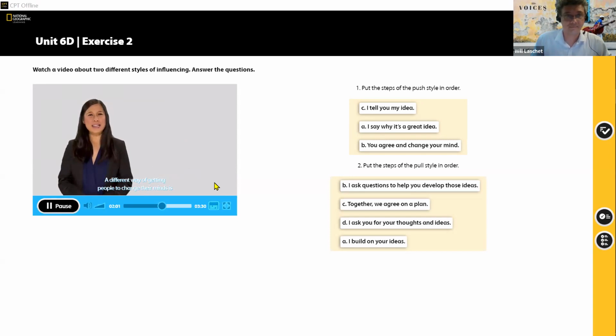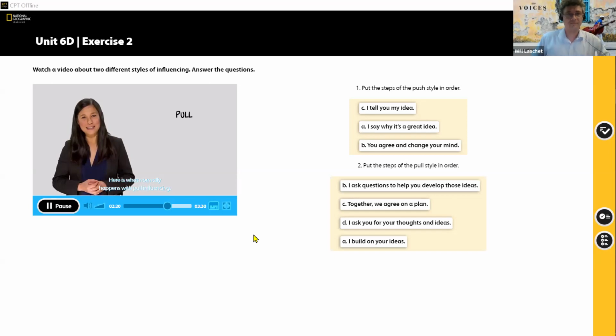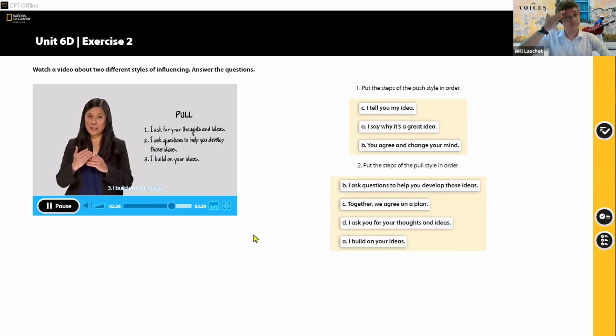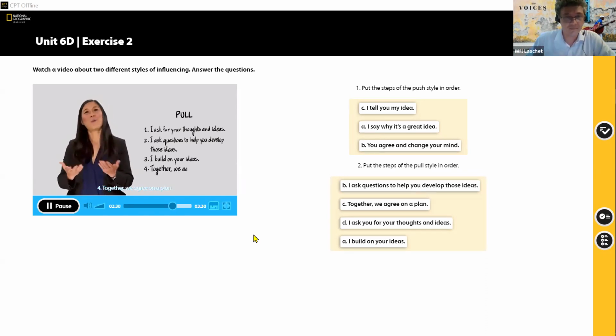A different way of getting people to change their minds is to understand what they want, and then to persuade them to want that change. This is often called the pull style. Here is what normally happens with pull influencing. 1, I ask for your thoughts and ideas. 2, I ask questions to help you develop those ideas. 3, I build on your ideas. 4, together, we agree on a plan.